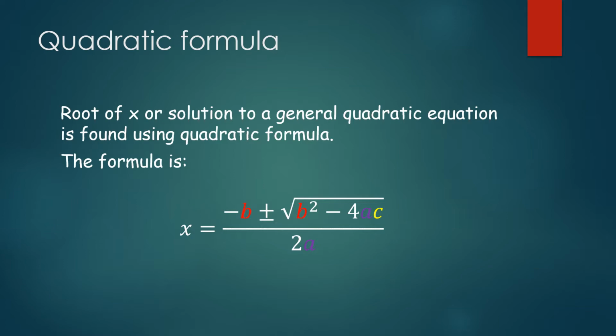We have already seen the general form of a quadratic equation as ax square plus bx plus c equal to 0. From that equation, we have to substitute the value of a, b and c in the quadratic formula and find the value of x.